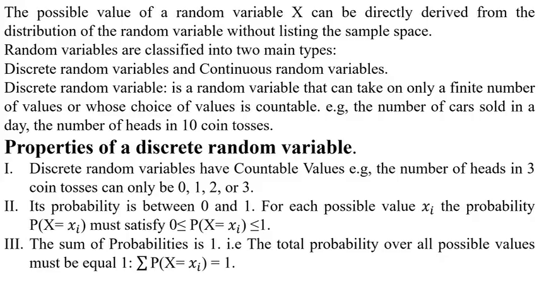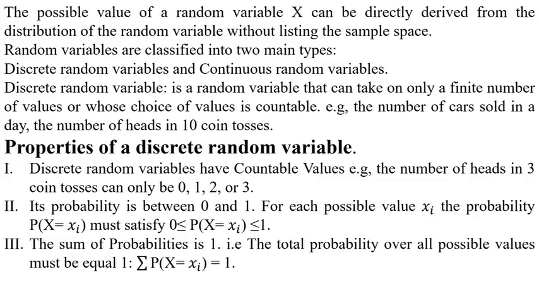The possible values of a random variable can be directly derived from the distribution of the random variable without listing the sample space. Let me repeat myself again. The possible values of a random variable can be directly derived from the distribution of the random variable without listing the sample space.